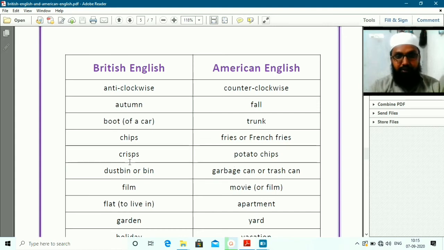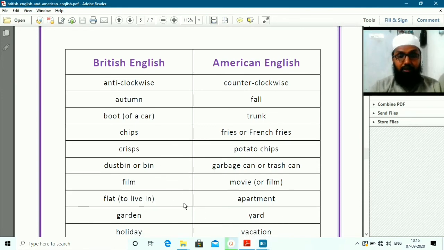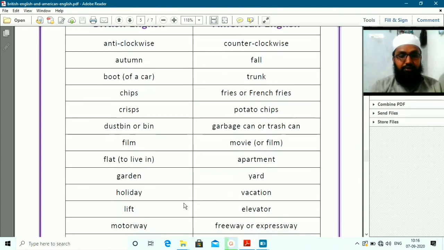In British English we have to say dustbin or bin, whereas in American English we have to say garbage can or trash can. In British we are saying film. In American we are saying movie. Sometimes in America, the Americans also used to say film. In British we used to say flat. In American we used to say apartment or flat. In British we used to say garden. In American we used to say yard.